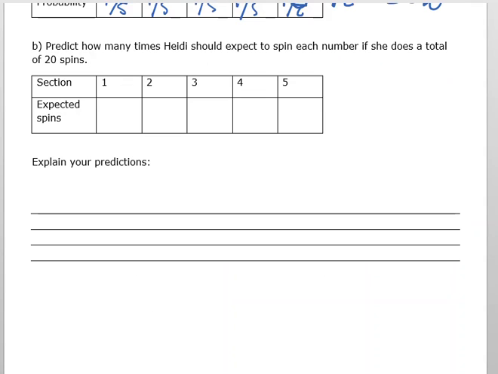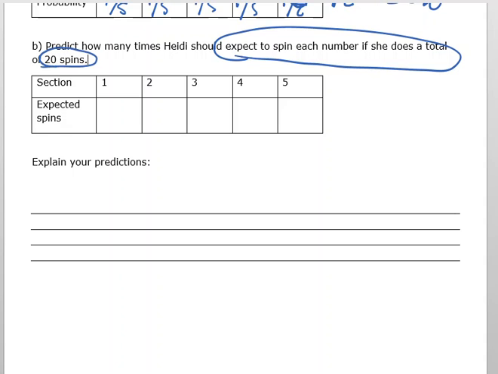So moving down, how many times theoretically should she expect to spin each number if she does a total of 20 spins? All right, so if it was 1 in 5, I'm going to set that over 20. And so it's going to be 4 over 20. To get from 5 to 20, I multiplied by 4. So I'm going to multiply the 1 by 4. So each of these is 4 in 20, which is also 0.2 and 20%.